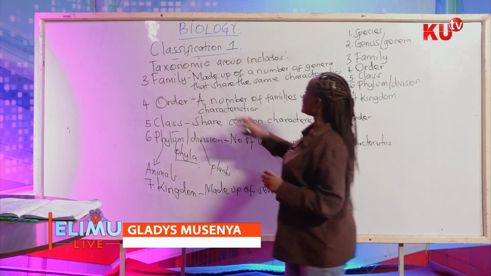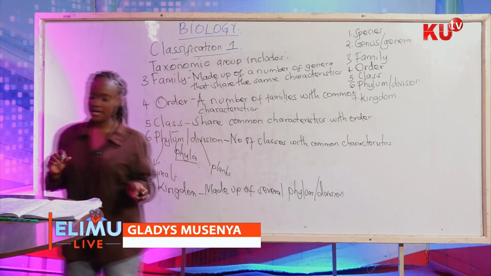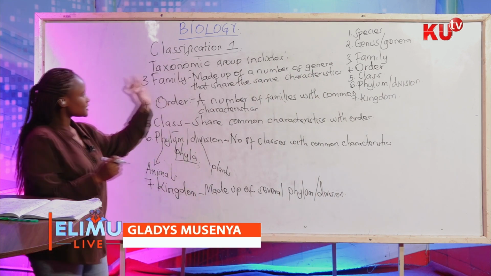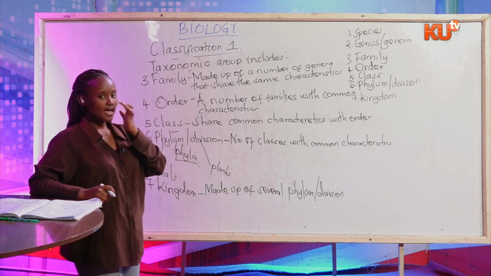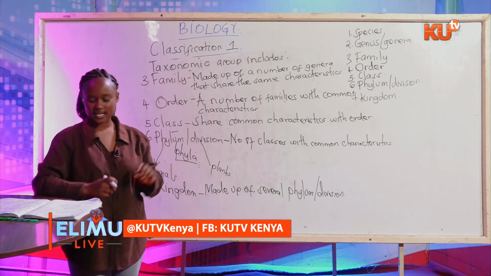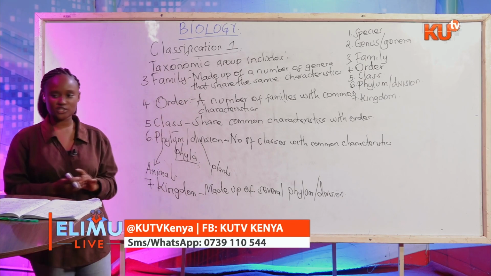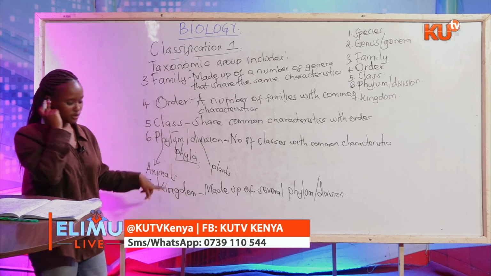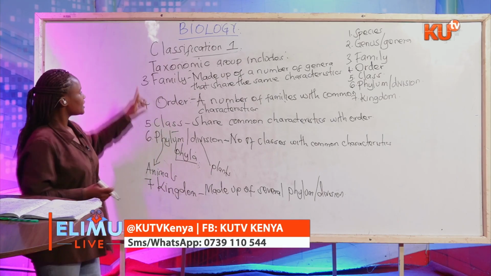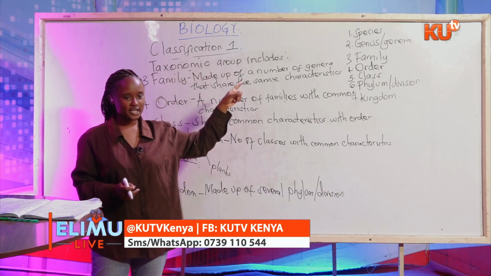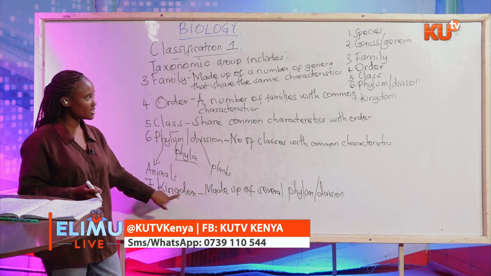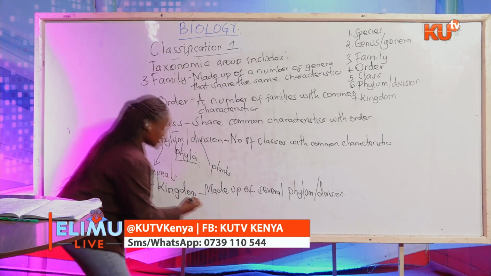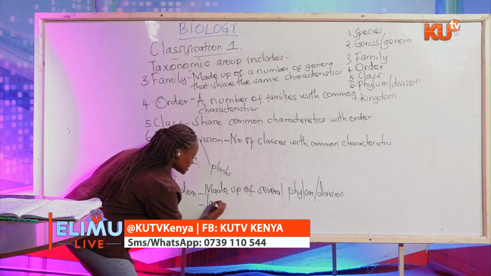So this is the taxonomic group. They include the species, the genus, the family, order, class, phylum, stroke division, and then the kingdom. This is the largest taxonomic group unit. Species is the smallest unit, and then kingdom is the largest unit.